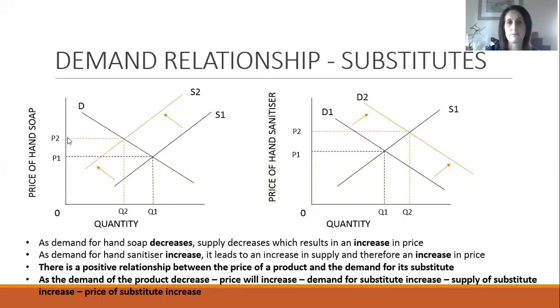But now if we look at hand sanitizer, the black lines are the original demand curve. So the demand for hand sanitizer has increased. The curve is moving outwards. So demand has increased, there's a new quantity, we are demanding more. But because of that, the price of that product is also increasing. Does that make sense?